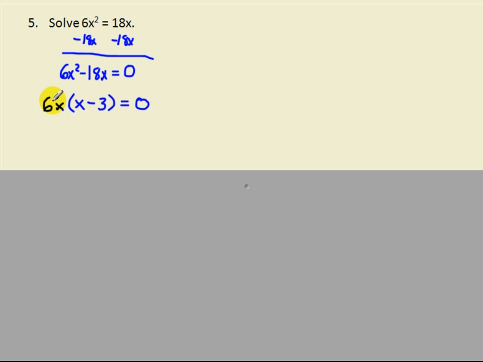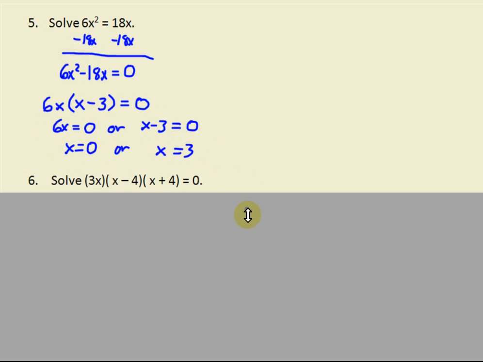Again, you can check your work. 6x times x is 6x squared. 6x times negative 3 is negative 18x. So now we have a product equal to 0. All right, so that means that either 6x has to be equal to 0 or x minus 3 has to be equal to 0. So if you divide each side by 6, you'll get x equals 0, or add 3 to each side and x will equal 3.